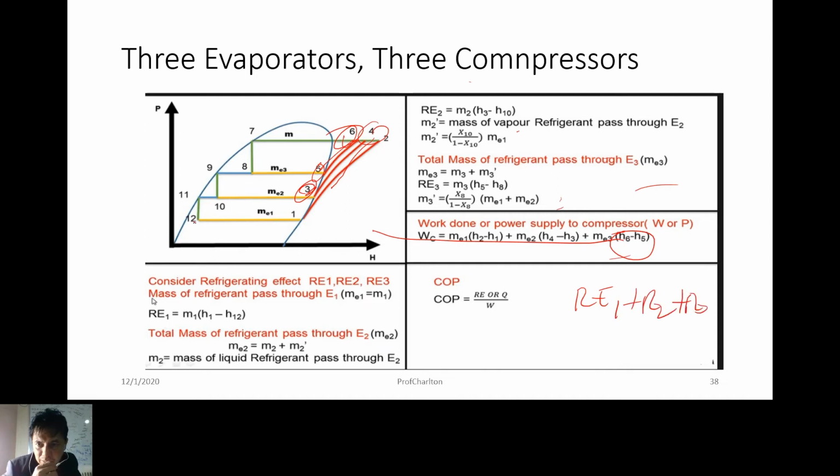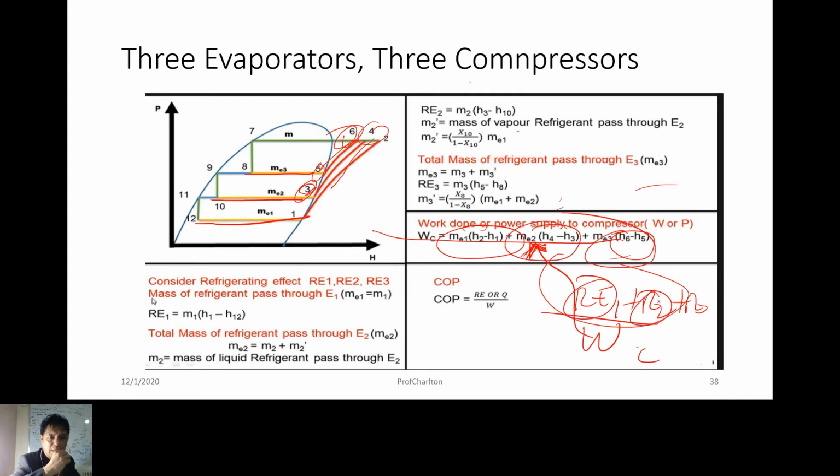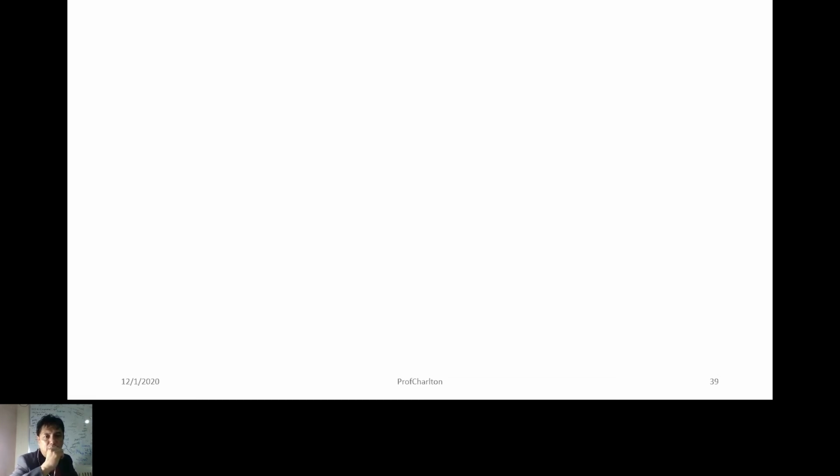Saan yun? Ito yun, no? So, the refrigeration effect of this, refrigeration effect of this, and the refrigeration effect of this. Ipapag-add mo yan, then i-divide mo sa work of compression na pinag-add na natin. Dito natin i-add sa work of compression bawat isang compressor. Ito naman bawat isang evaporator. So we will get the coefficient of performance.